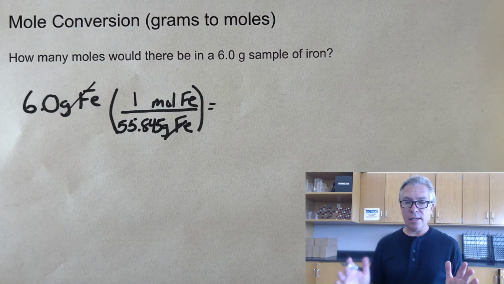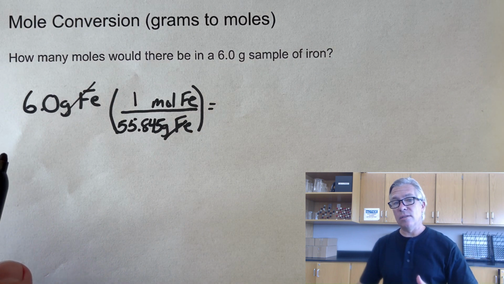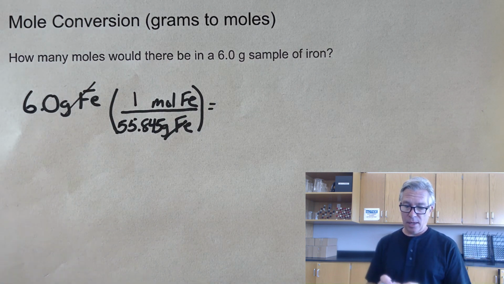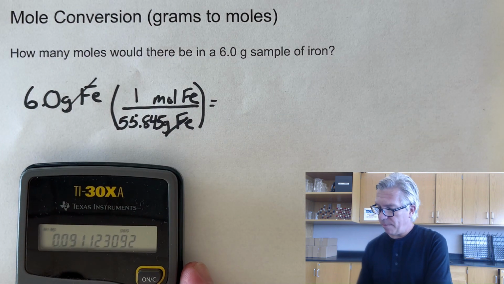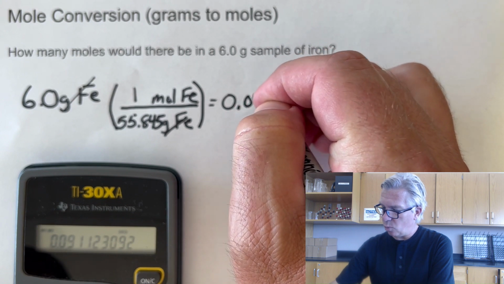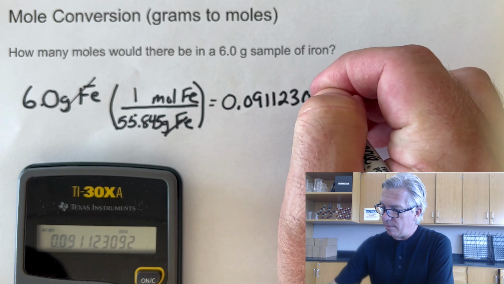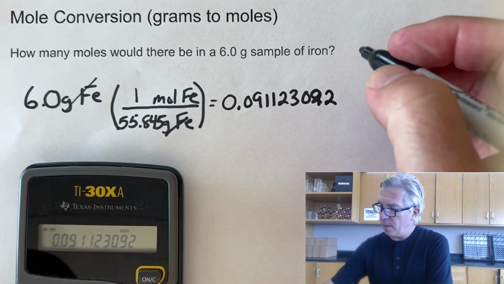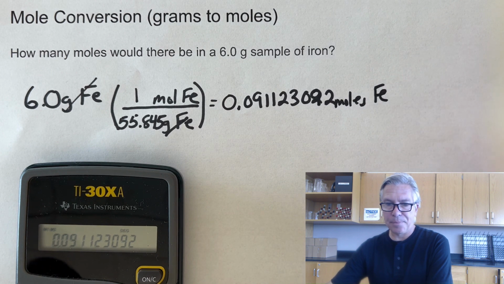And then you end up dividing what you have by what the weight of an entire mole is. And so when I do this, I get a lengthy number. It comes out on my calculator as 0.091123092. And that's the number of moles of iron that I have.